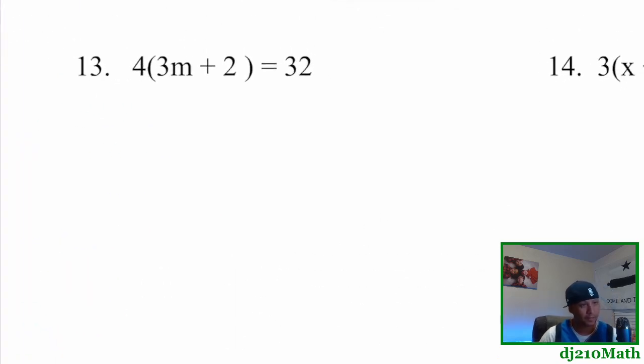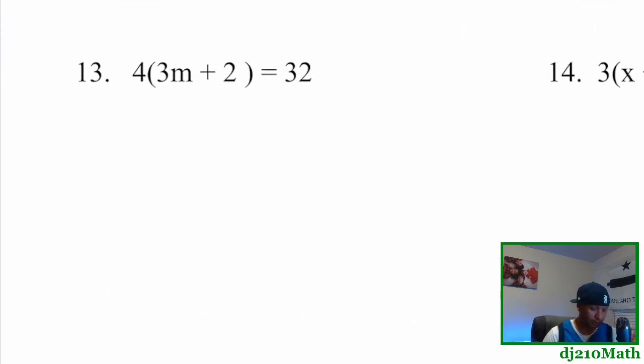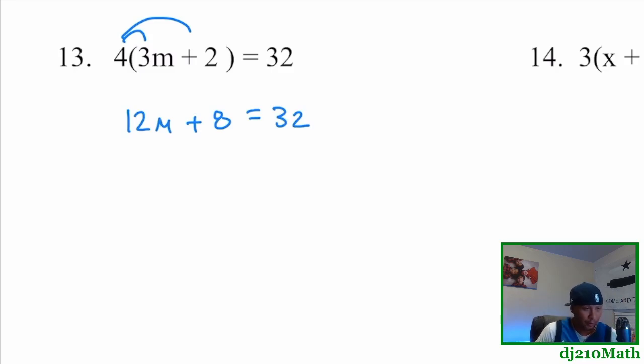13. So here on all these, we have the distributive property. We're going to have to distribute. So 4 times 3m plus 2. This is multiplication. This 4 has to multiply to everything in the parentheses. 4 times 3m is 12m. 4 times 2 is 8. And then equals 32. And we're right back at essentially like the first couple problems we did. We just had to distribute first.